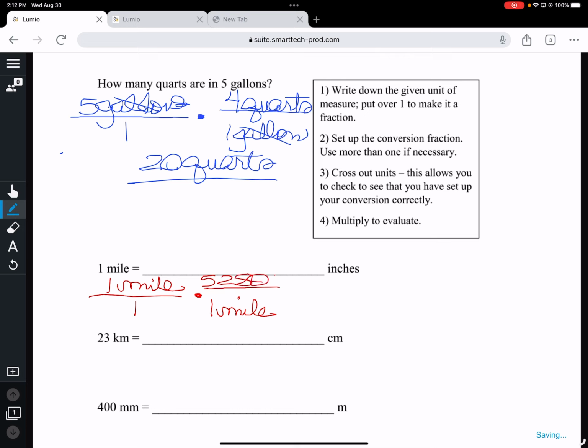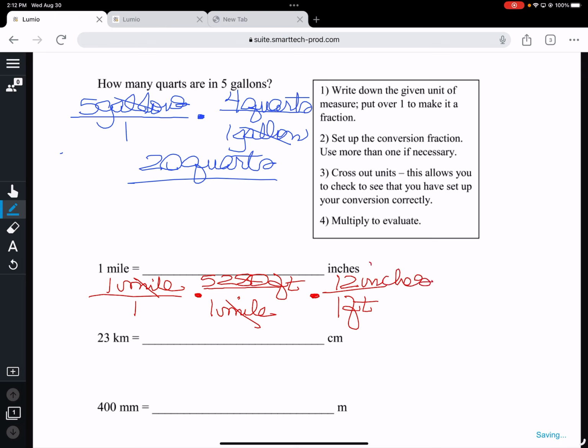And this is feet. All right, now we have our miles gone. Now we need what to go away? Feet, so you put 1 foot on the bottom. And we're trying to get to inches. So how many inches are in 1 foot? 12. And if you don't know, it's on our sheet. So 12 inches.